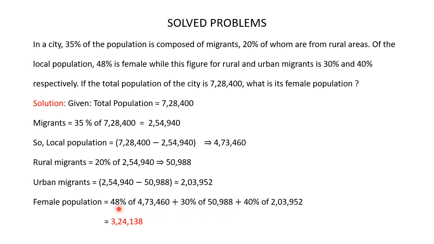So adding all these three, we get the answer as 3,24,138. So the female population in the city is 3,24,138.